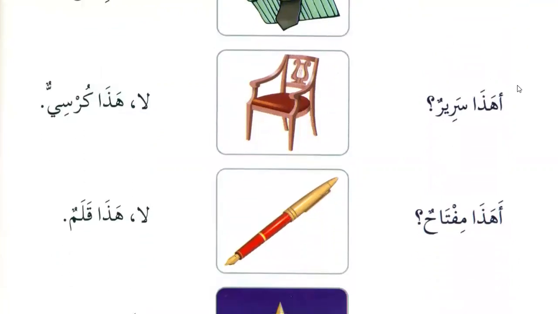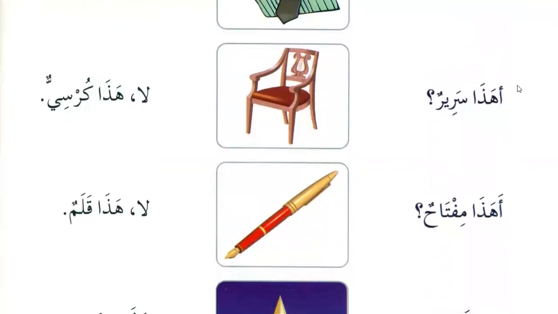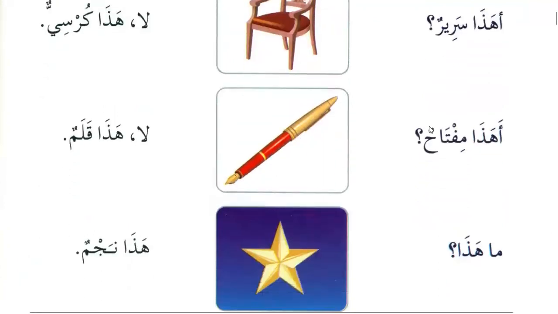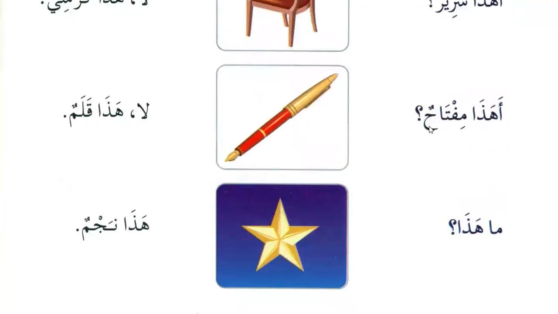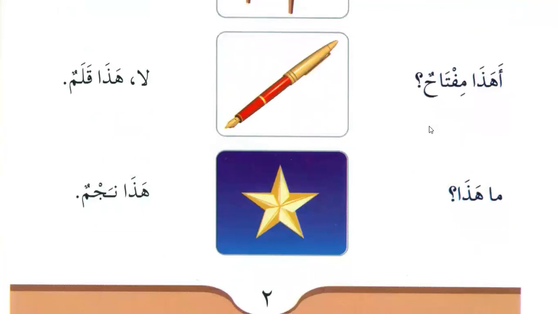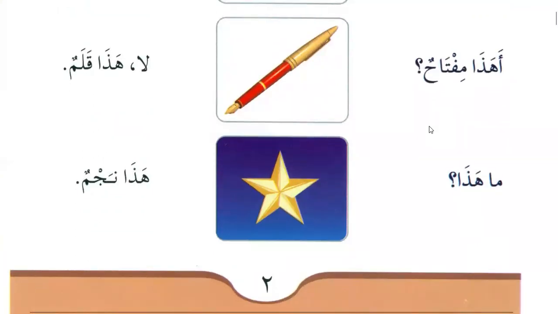Ahadha sarir? Is this a bed? La, hadha kursi. No, this is a chair. Ahadha miftah? Is this a key? La, hadha qalam. No, this is a pen. Ma hadha? What is this? Hadha najam. This is a star.